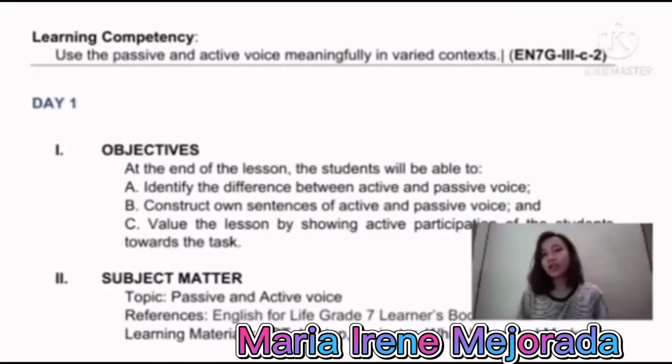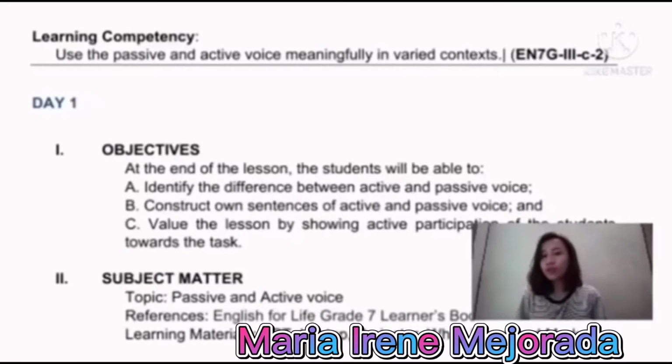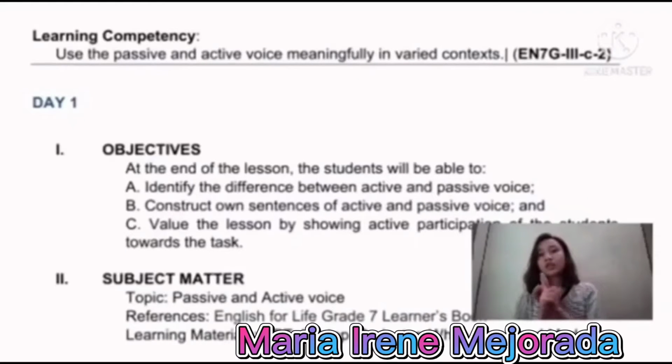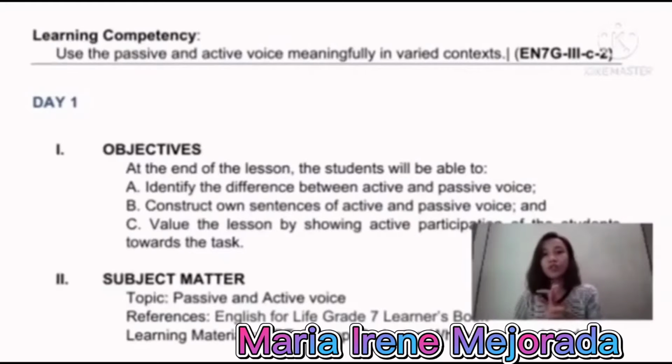Next is the learning objective. We have 3 learning objectives. First is to identify the difference between passive and active voice. Second is to construct sentences using passive and active voice. And third is to value the lesson.